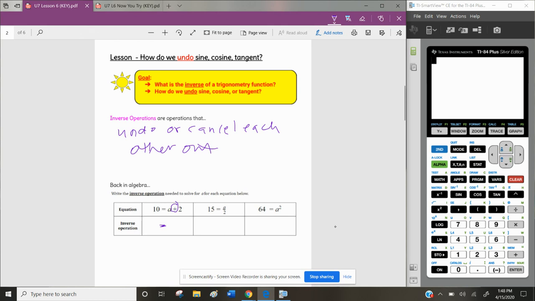In the next one, we would have a divided by 2 equals 15. So to solve for a by itself, we would do the inverse operation of dividing by 2, which would be multiplying by 2 on both sides. And for the last one, we have a squared. So the opposite of squaring a is taking the square root. The inverse to squaring is square rooting. So those are opposites. They undo each other. They cancel each other out.